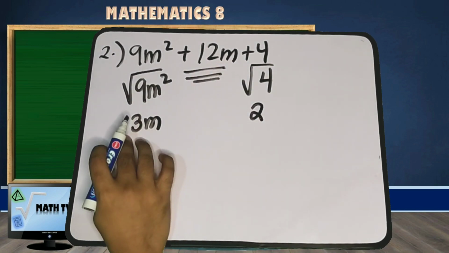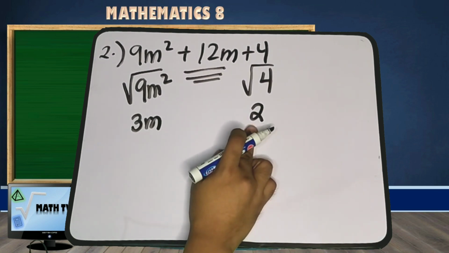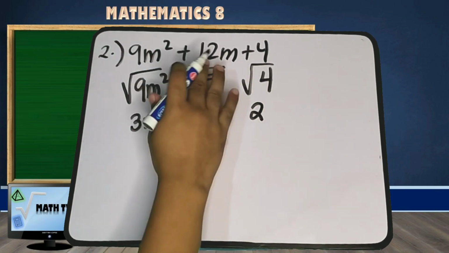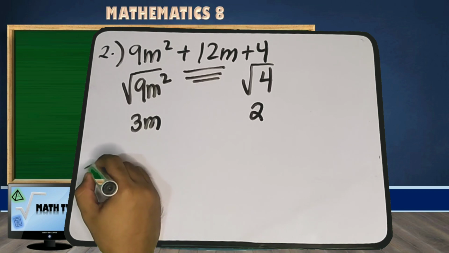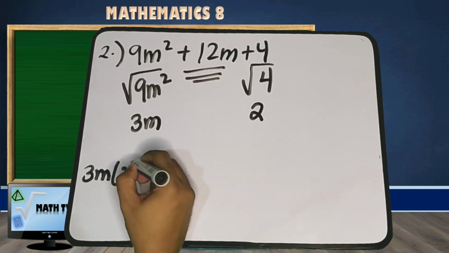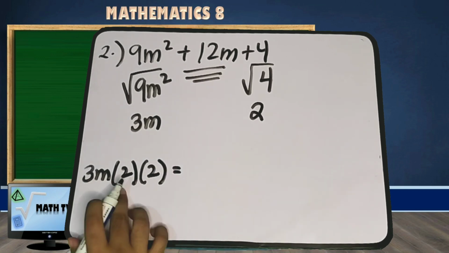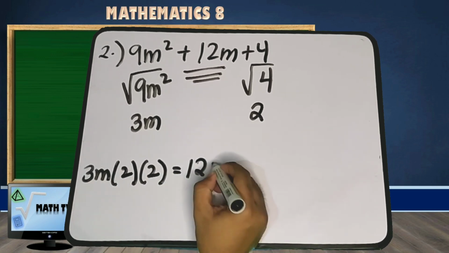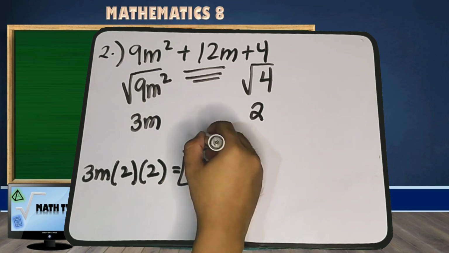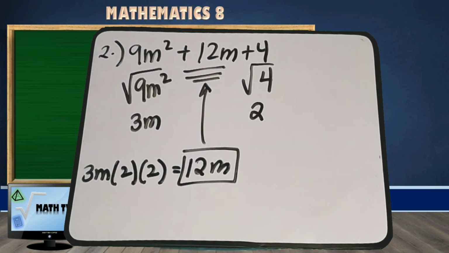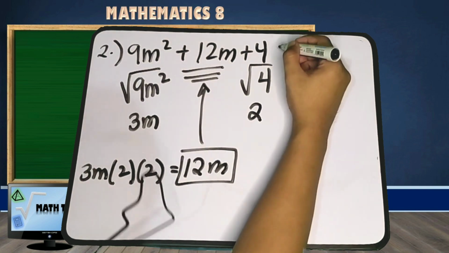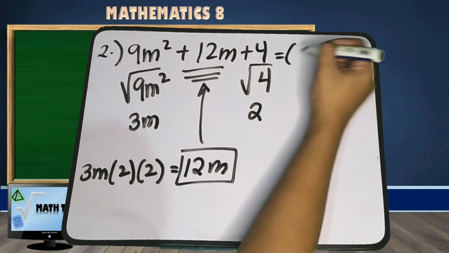When I multiply 3m and 2, and multiply again by 2, it should give 12m. So 3m times 2 times 2, so that is 12m. So they are the same again. So it means 9m squared plus 12m plus 4 is a perfect square trinomial. Now, let's factor it.